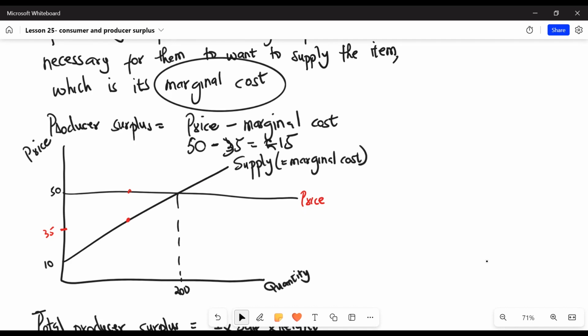However, the total producer surplus across all sellers is the area above the supply curve below the price out to the quantity sold. So looking at this curve, if the price of the jeans is 50, but the marginal cost of producing just that one pair of jeans is 35, then the difference here is the producer surplus from this sale. However, if you want to find the entire producer surplus or the total producer surplus across all sellers, then we have to find the area of this triangle.